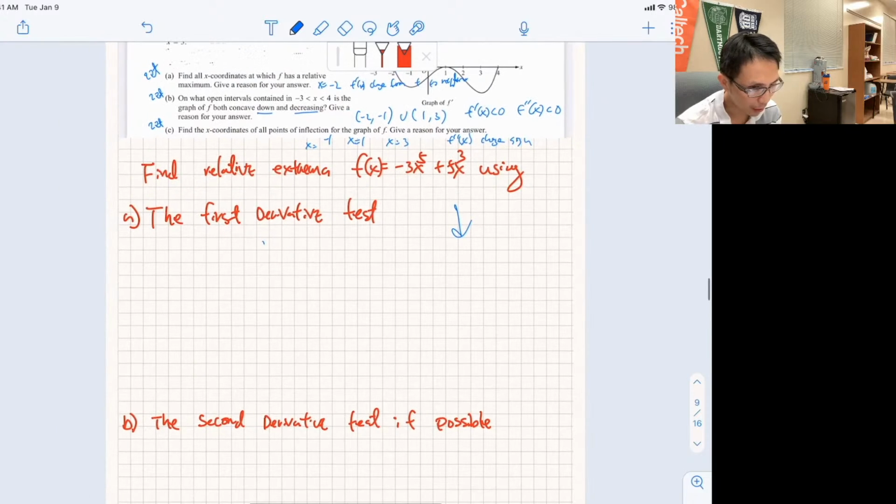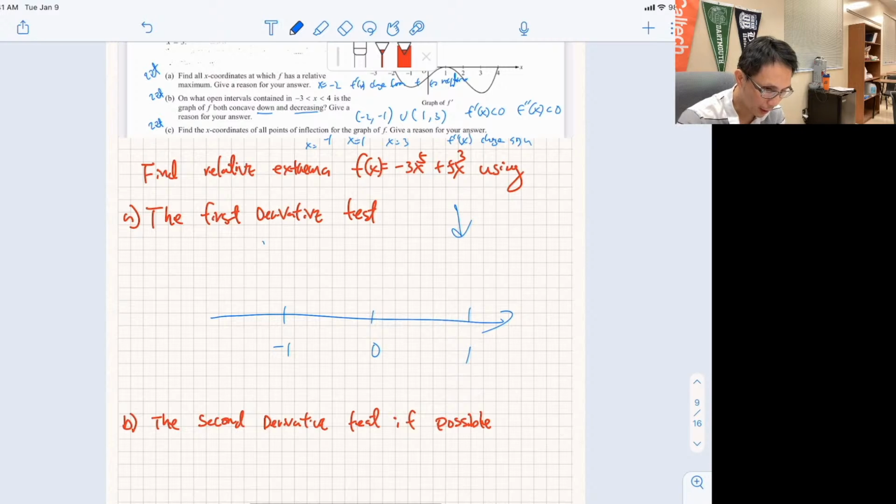Okay, so find the relative extrema. After you did the number line on the first derivative, I believe the critical numbers are -1, 0, and 1, right? Can you tell me the sign? Negative, positive, positive. Okay, so there is no minimum at 0, right? And there is a minimum here, maximum here, right?